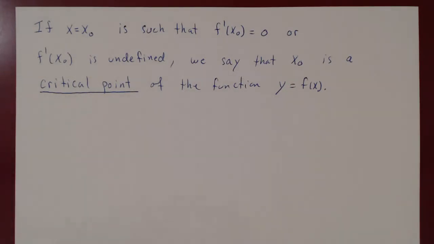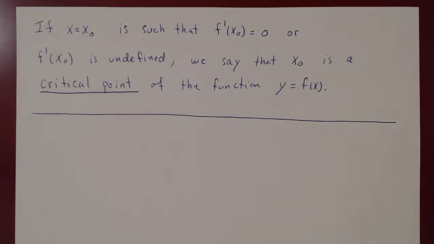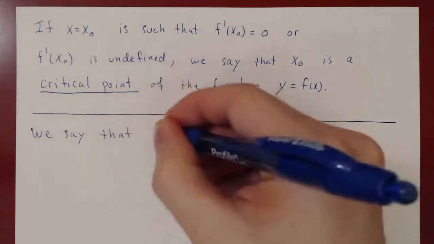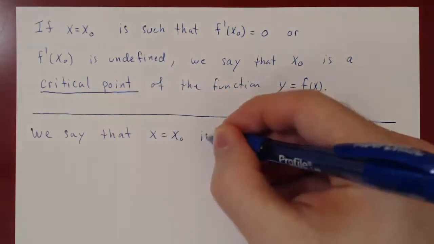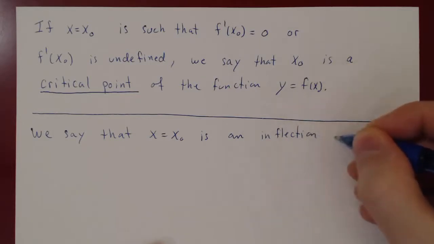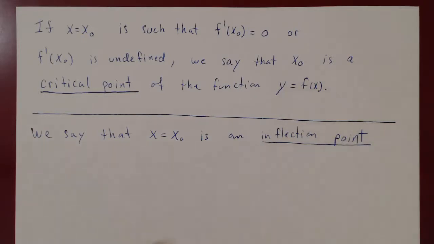But there's also another possible type of really important change. Concavity may change as well. So the curve could go from concave up to concave down, or concave down to concave up. Those are also really important points of the sketch of a graph. So we will call those inflection points. So we say that x equals x0, so a value of x, is an inflection point if at this point concavity changes.